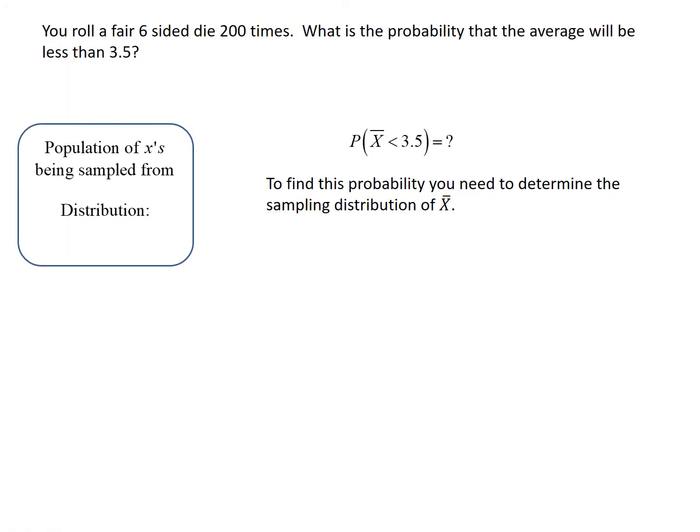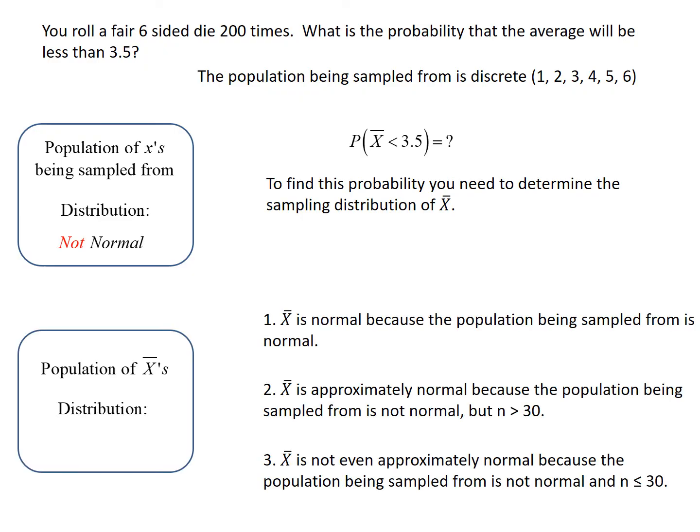We need to know the distribution of X bar if we were going to answer this question, which means we need to know the population that we're sampling from, which again is discrete. Okay, so that's not normal. So when we go through our checklist to decide what is the distribution of X bar, it is not normal because the original population is not normal. So in that case, we have to check our sample size.